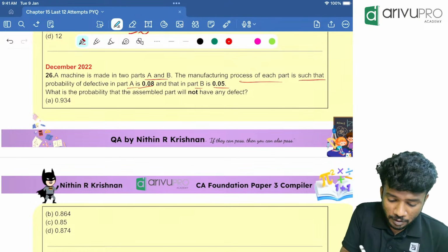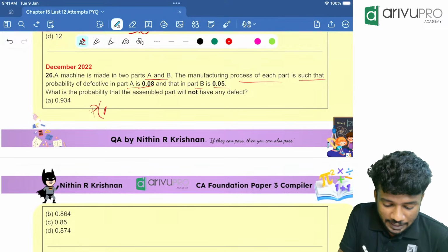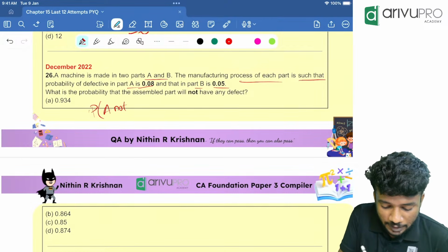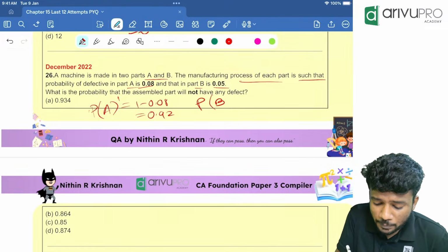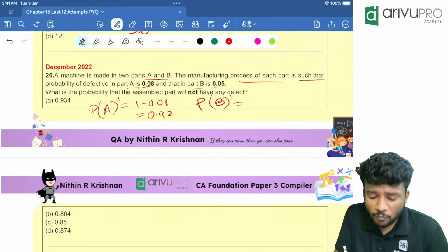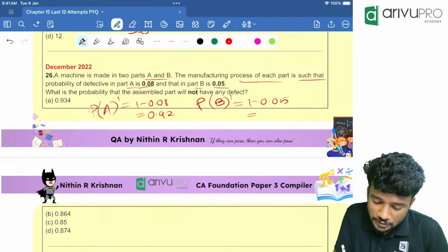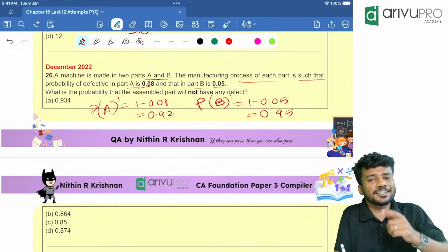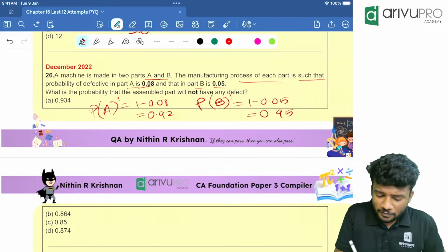Now, people, the probability of A having a defect is 0.08. That means the probability of A not having a defect is what? The A complement is how much? Which is equal to 1 minus 0.08, which is equal to 0.92. Similarly, P of B not having any defect is how much? 1 minus 0.05, which is equal to 0.95. Correct? Yes.